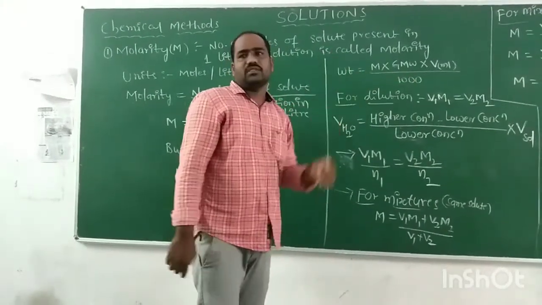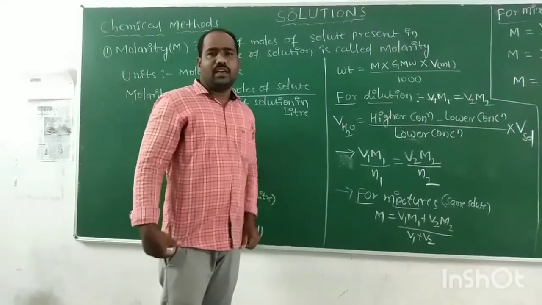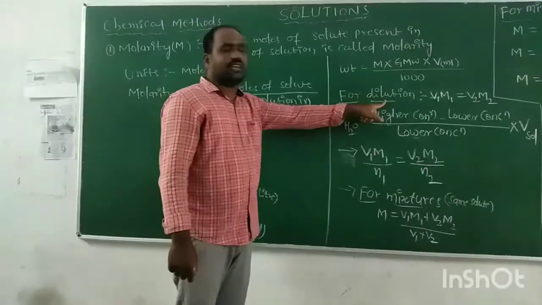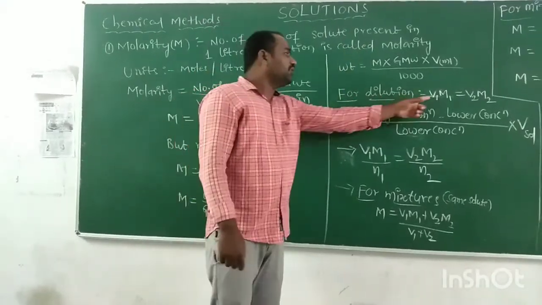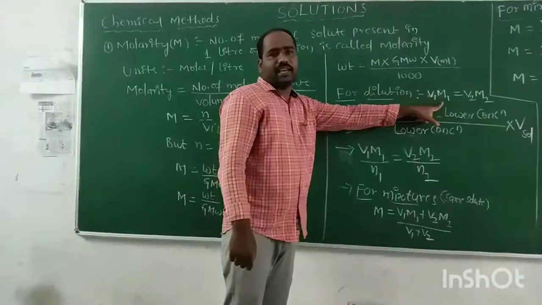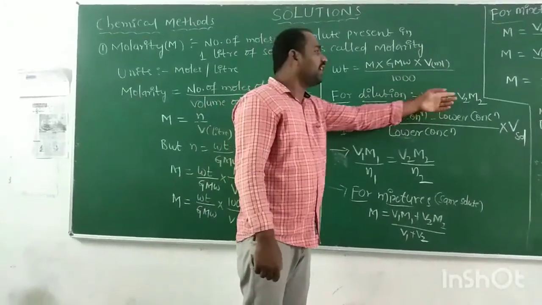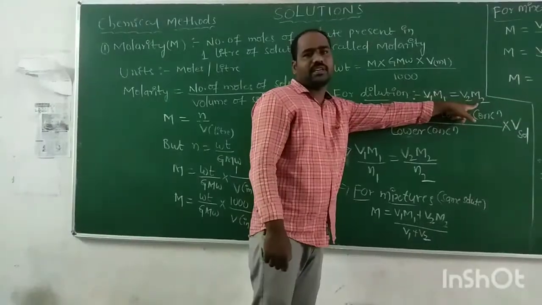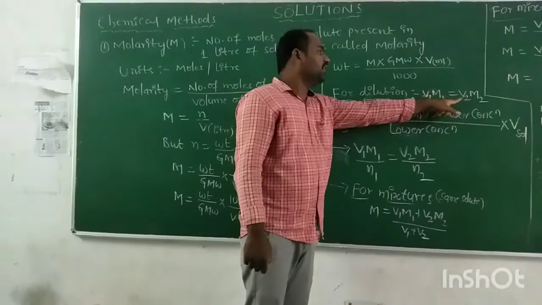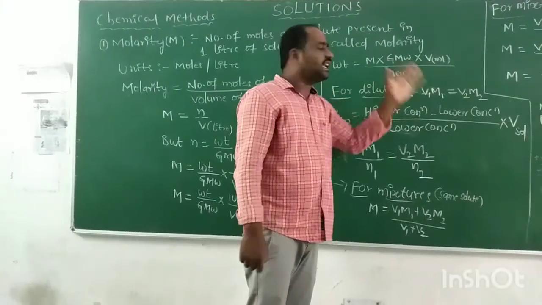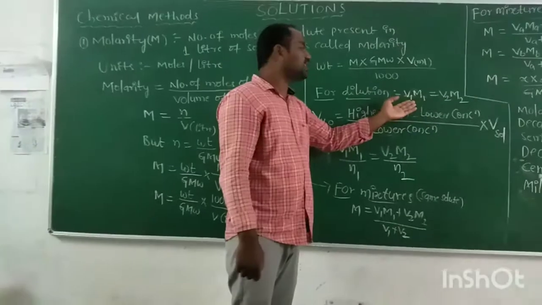We have many different formulas for the calculation of molarity. For dilution, dilution means a solution of volume V1 and molarity M1. We can dilute that solution, the volume becomes V2 and the molarity becomes M2. Then we have the formula V1 M1 is equal to V2 M2. If we know any three of the parameters, we can also calculate the fourth one by using this formula.